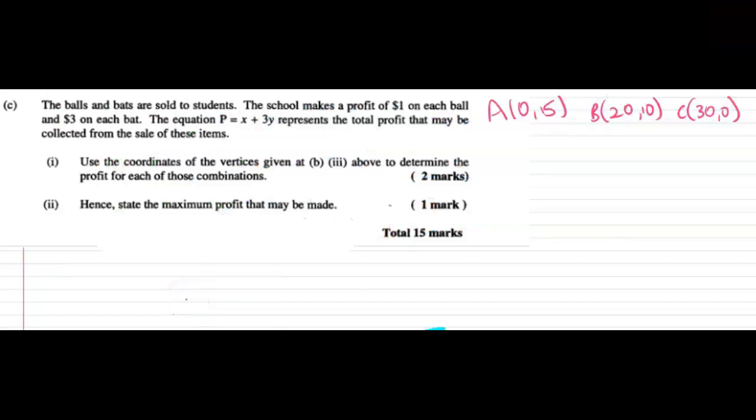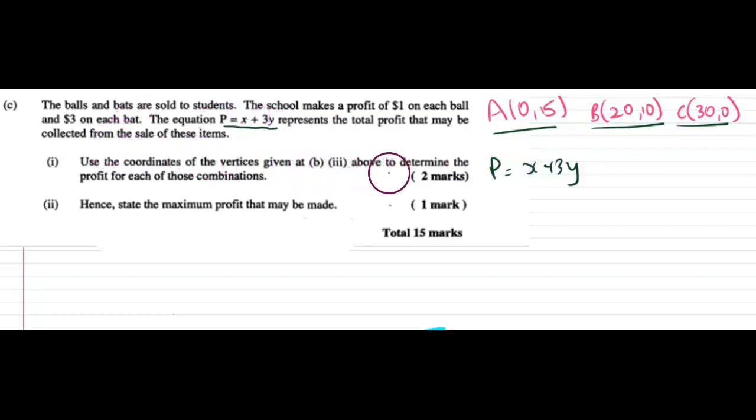So now that we've done the graph, that's great. We have identified 4 points: A, B, C, and well, D is 0, 0. 0, 0 will yield us nothing, so we're not bothering to list 0, 0. Now they say the balls and bats are sold to students and they make a profit of $1 on each ball and $3 on a bat. So they have an equation here. So P is x plus 3y. That's the profit equation.